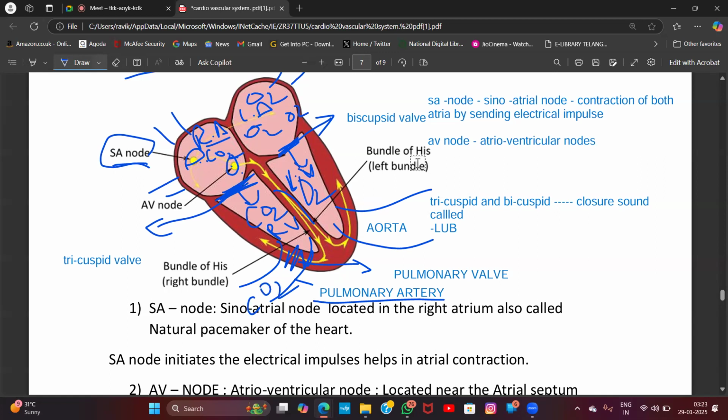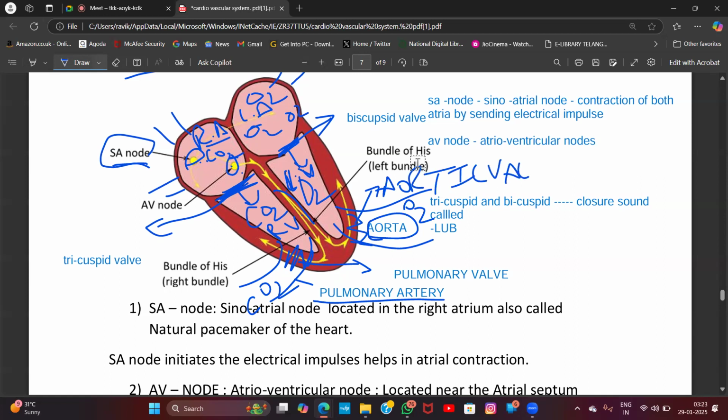The contraction of the left ventricle causes the oxygenated blood to move to where? Aorta. The oxygenated blood moves to the aorta. Now the closure of the aortic valve. Between the left ventricle and the aorta, there is a valve called the aortic valve.